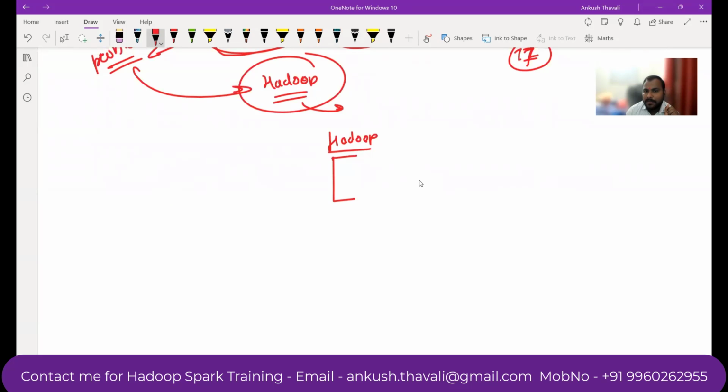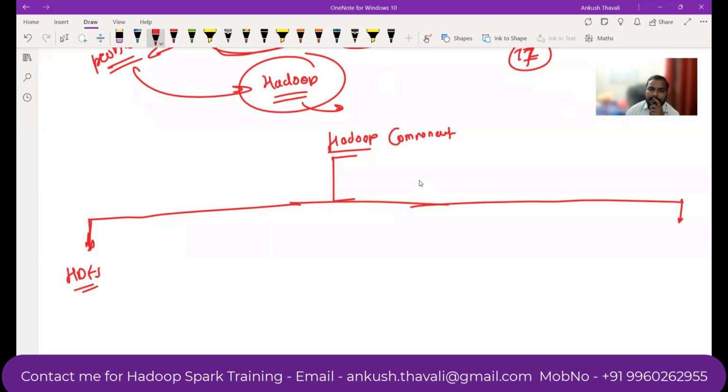So if I talk about Hadoop components, the first and really important component is HDFS, the Hadoop file system. When you want to learn Hadoop technology, the first thing you need to learn is HDFS. This HDFS is basically your storage in Hadoop.